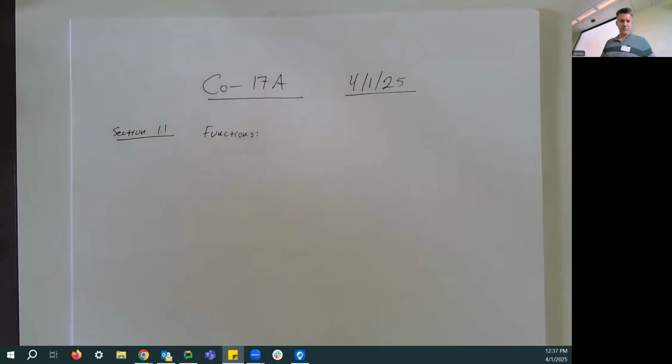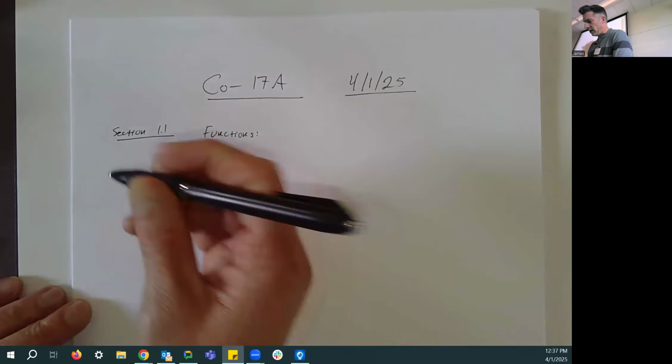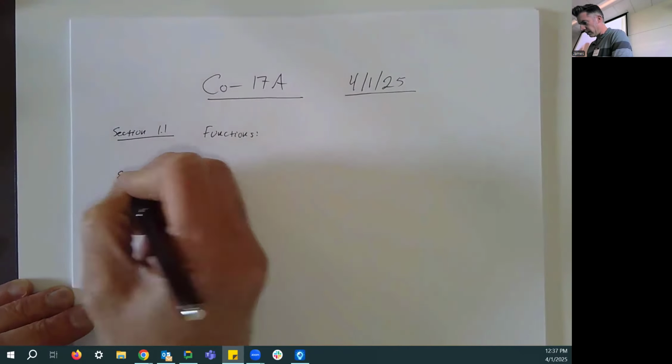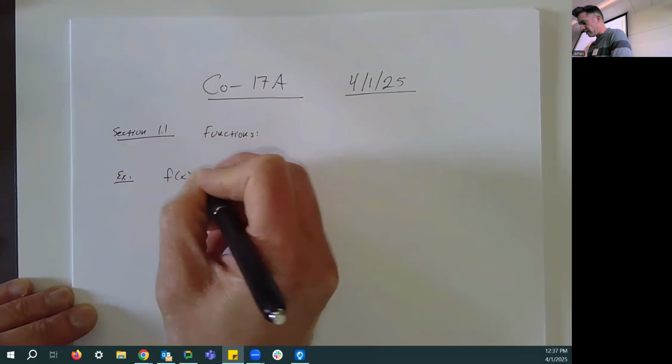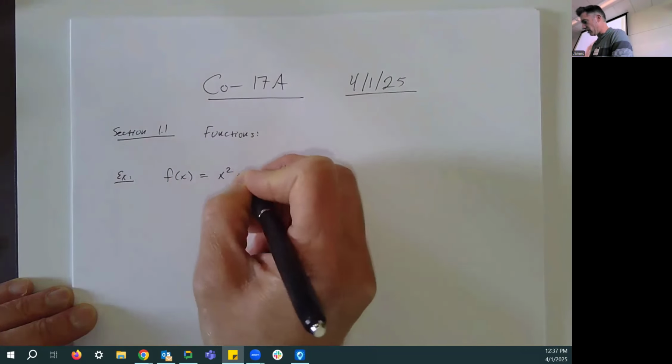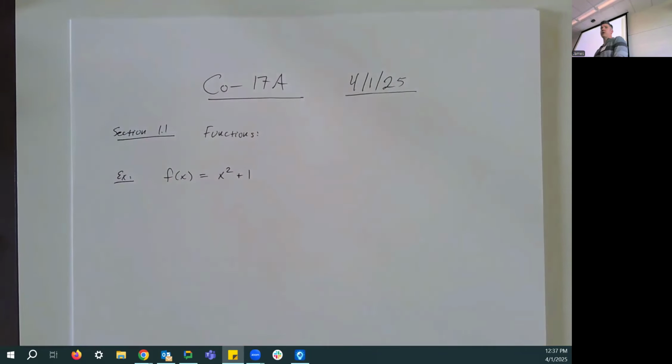So what is a function? Good question. It's just a rule. It's a way of taking an input and getting an output. Here's an example: f(x) = x² + 1. That's a function. The input is x. The output is whatever that input is, squared plus 1.